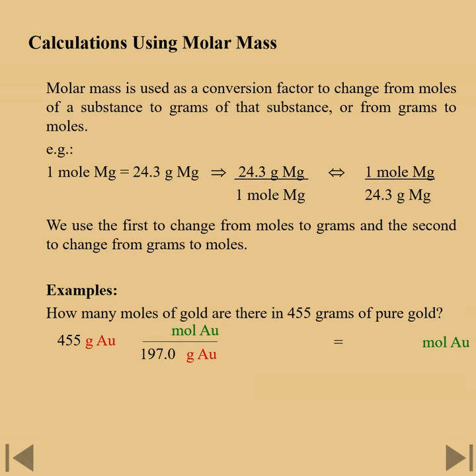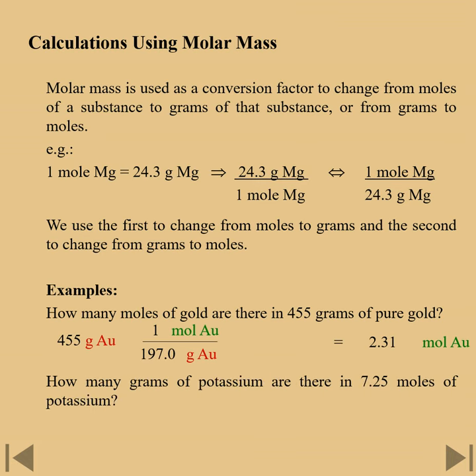Off the periodic table, we get 197.0 grams per each mole. So that 455 grams is 2.31 moles of gold.